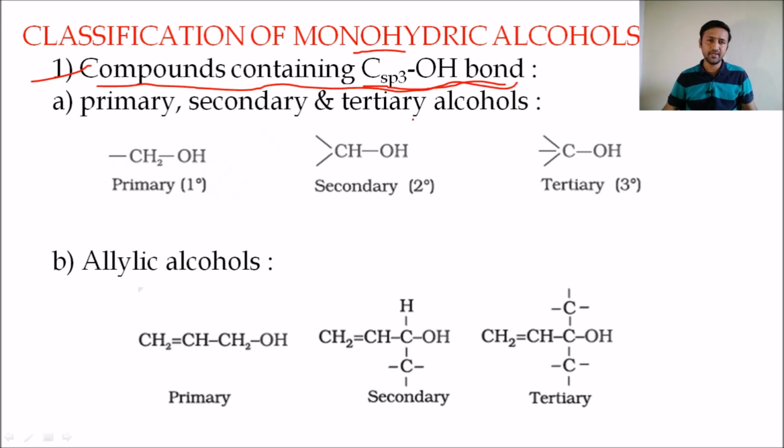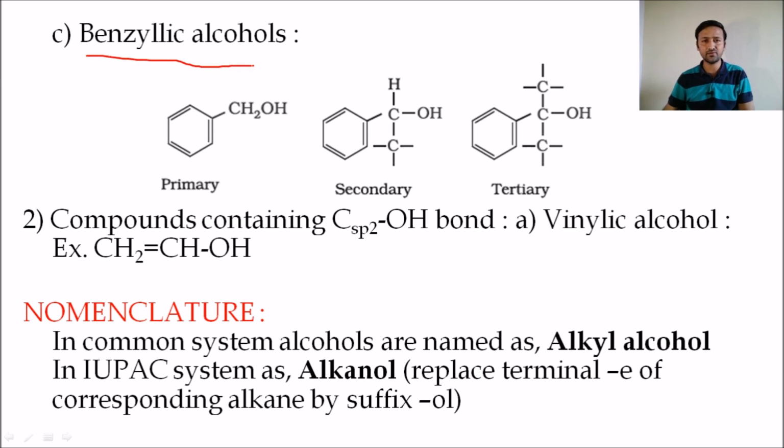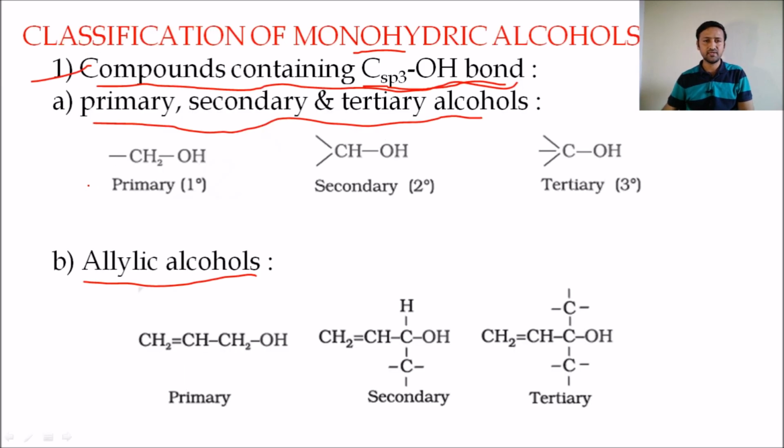In this we can further get three types. The first, simple, we can take primary, secondary and tertiary alcohols. Second one is allylic alcohols, and third one is benzylic alcohols. Right, so let us take first one now. Primary, secondary and tertiary alcohols.